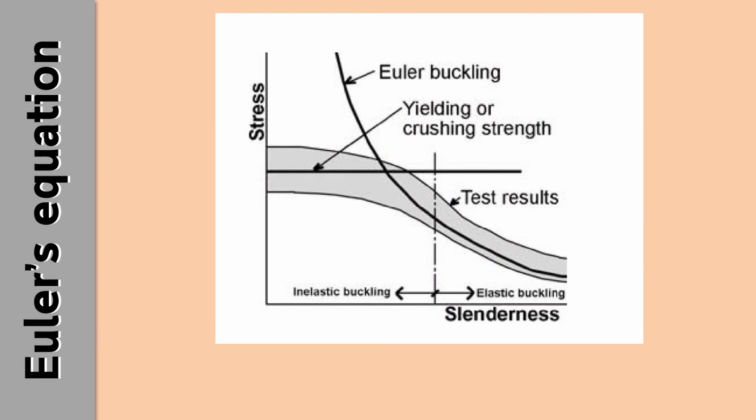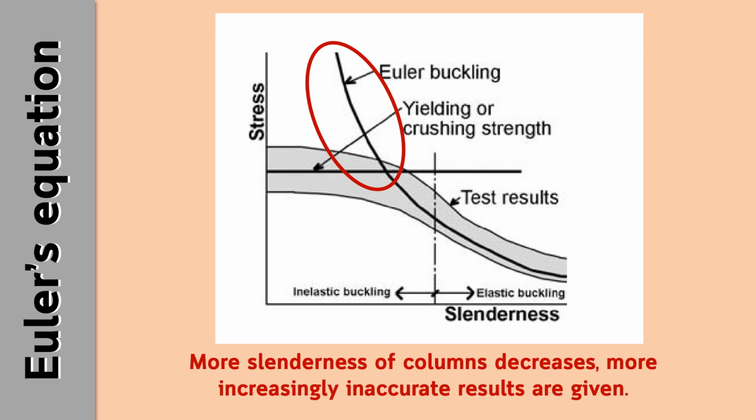However, Euler's equation still has some inaccuracy. From the graph shown in the slide, you can see that when the slenderness decreases, the result from Euler's equation is significantly different from the test result. So you can conclude that Euler's equation works well with slender columns only.